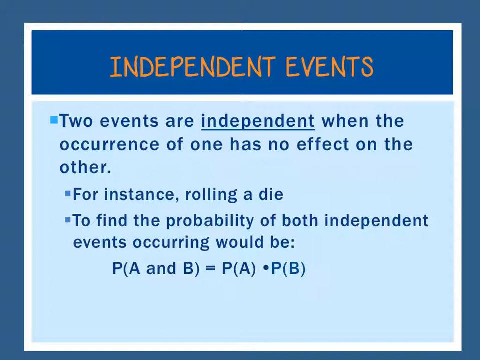To find the probability of both, so now we're talking about an and instead of an or, so I want the probability I pull a 5 and a 10 with replacement. Those you multiply. So an or we add, an and we multiply.